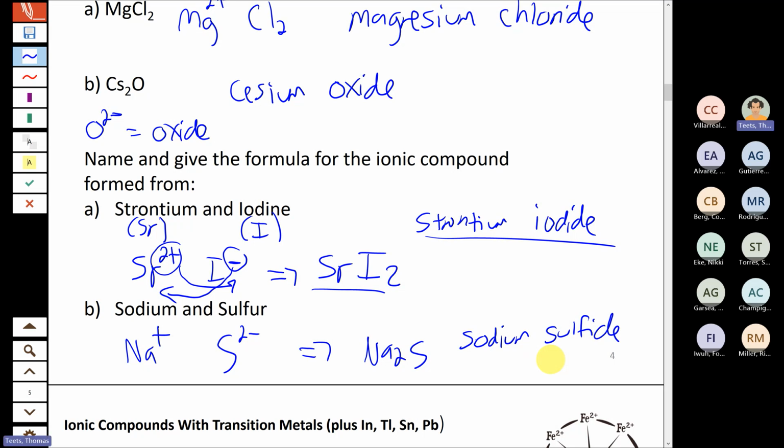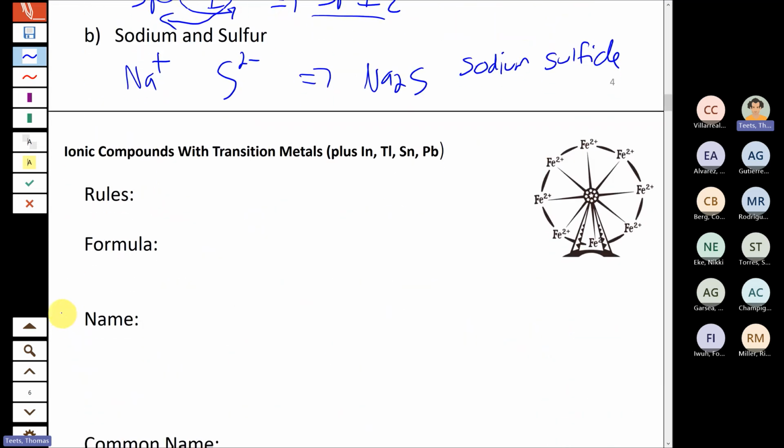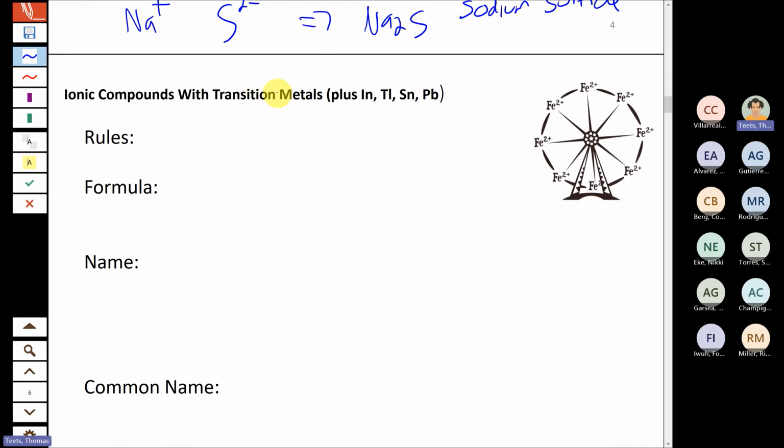There's not a lot of variation on that theme. The one place where things change a little bit is when you have ionic compounds that involve transition metals. Those are the ones that are in the middle part of the periodic table that we've talked about a bit. There's also a few other main group metals where this applies. So indium, thallium, tin, and lead. Further down, so not ones you're going to likely see as much.